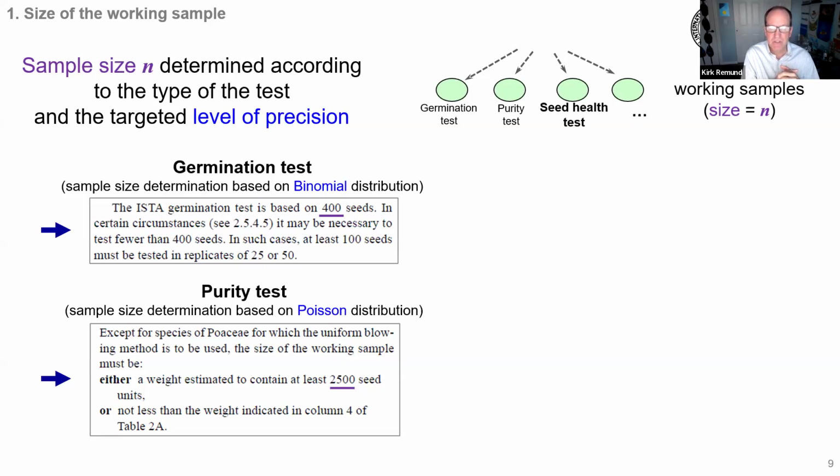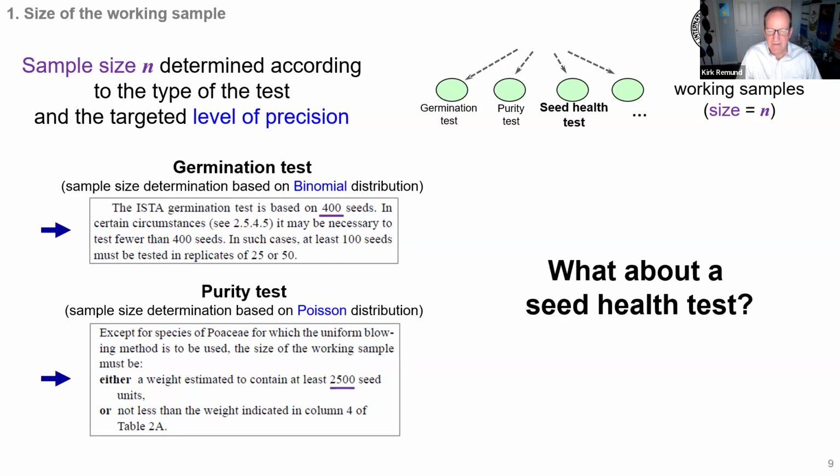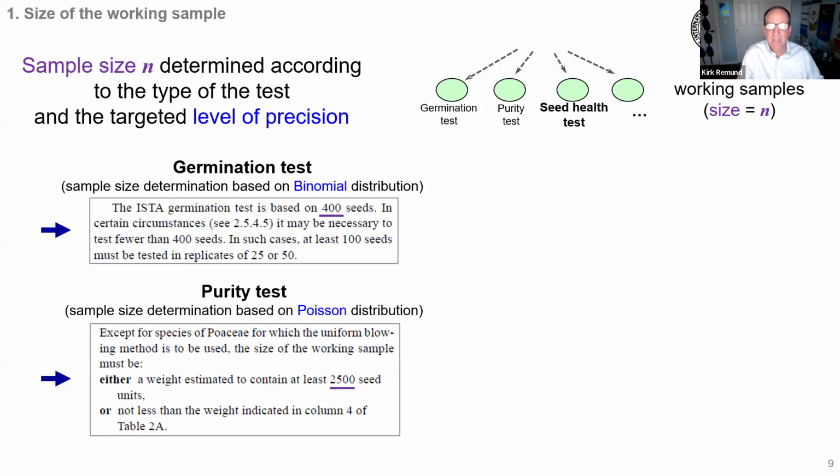It's based on that binomial distribution, and also for purity within the ISTA rules, with some work done, that purity test is based on a Poisson distribution. We didn't talk about that one yet, but nevertheless, it's what we use for the purity distribution. We're looking at 2,500 seeds, okay, and then for other seed determination, there's a larger sample size, but this is just to give you an idea of the n, the small n for these other sister tests.